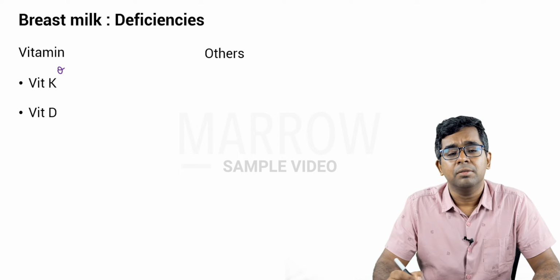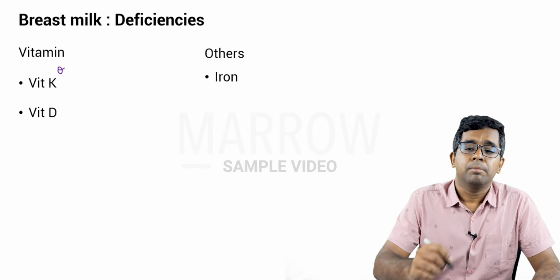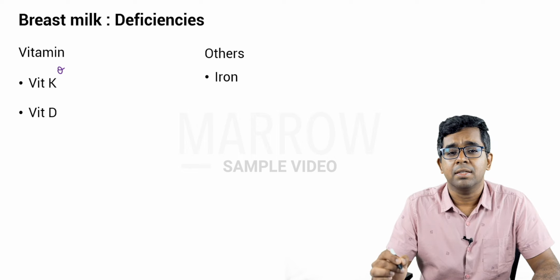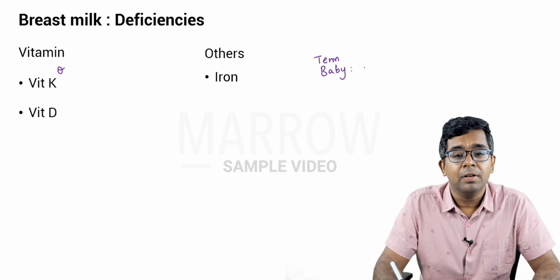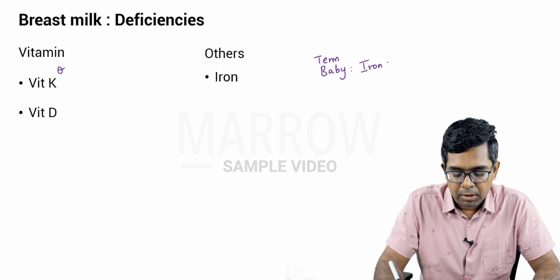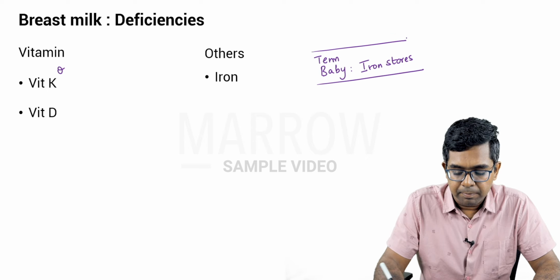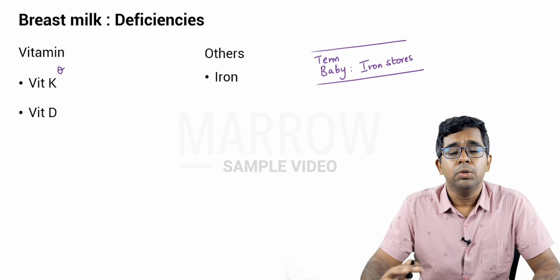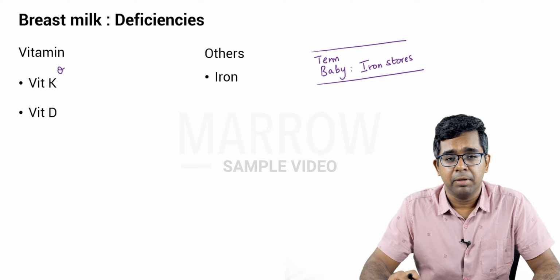Now, what are the other nutrient deficiencies? It is mainly iron deficiency. Okay. Please remember that iron is deficient, but it is generally not given as a supplement because a baby, I'm talking about a term baby, has lot of iron stores. Now, this iron stores in the term baby will protect itself from developing iron deficiency anemia. So that's why you don't need to routinely give iron or supplement iron to all breastfeeding babies.